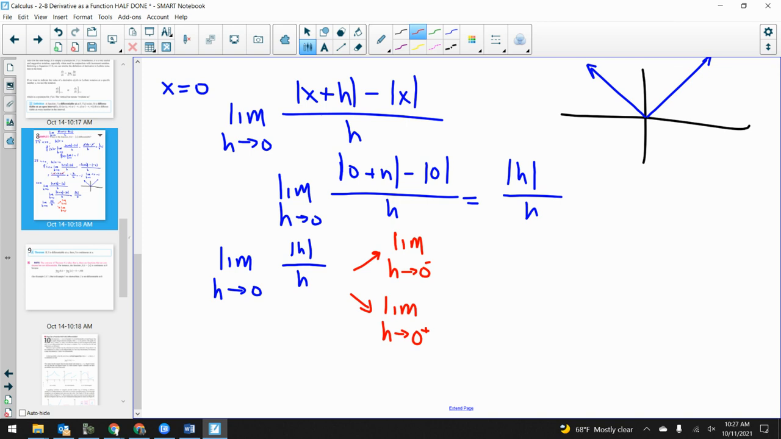Okay, if it's from the left, then it's that negative 1, right? Oh, sorry. Yep, it's that negative 1. It would be negative h over h, which is negative 1. If it's from the right, that would be positive h over h, which is positive 1. So let me ask you, does the limit as h goes to 0 at 0 exist? No. The limit does not exist here. At this location right here, the limit does not exist.